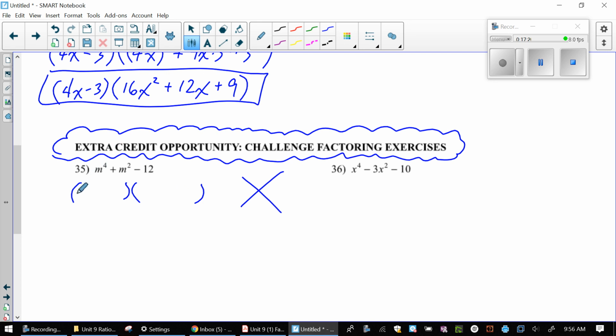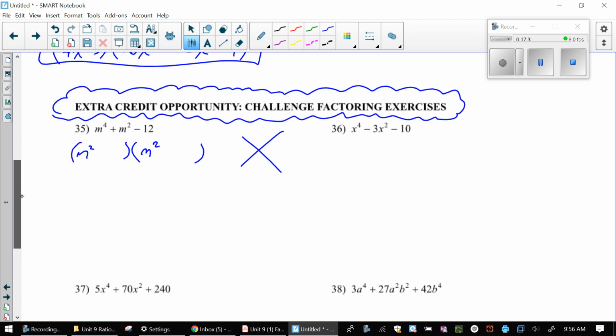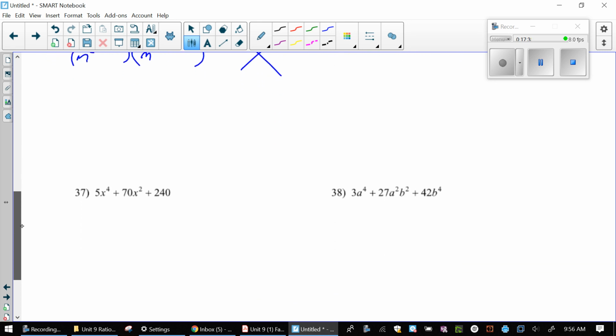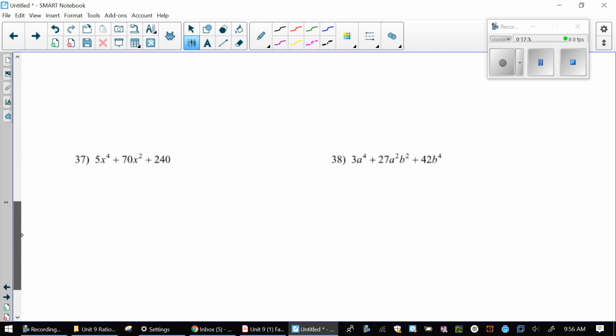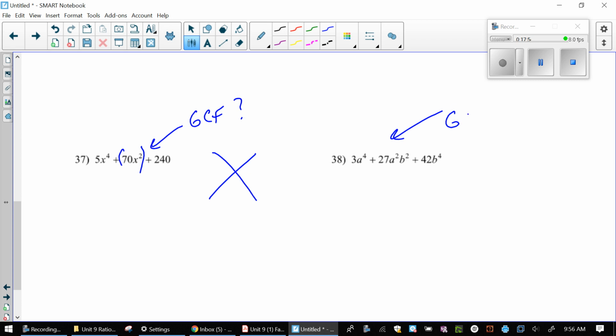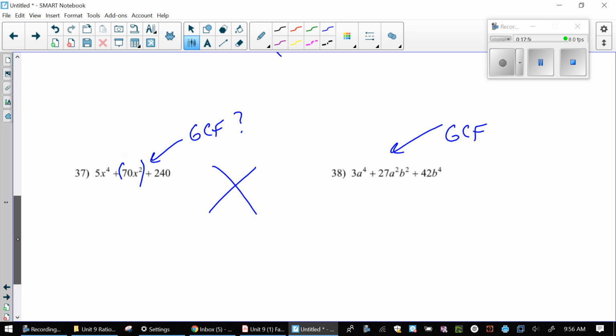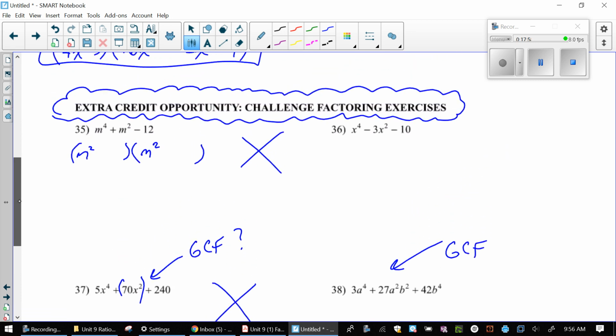To get m to the 4th, we have m squared times m squared. And that's all I'm going to help you out with on that one. That's going to help you with 36 too. Alright, 37, same idea. You're going to need to do your big X, split this middle term the same way. Oh, but I'm also noticing, can you factor out a GCF here? That's probably going to help you a lot on that one. And then here, I definitely see that we have a GCF we can factor out here. And get aggressive, because there's a bunch of things we can factor out in that one.